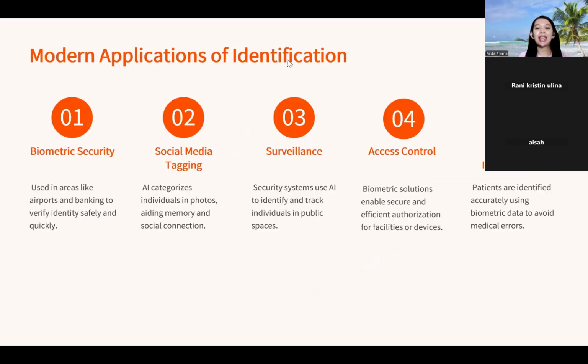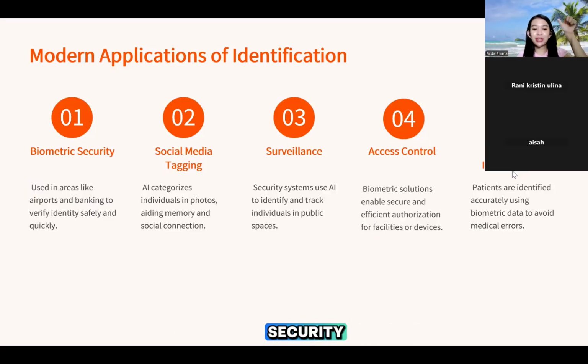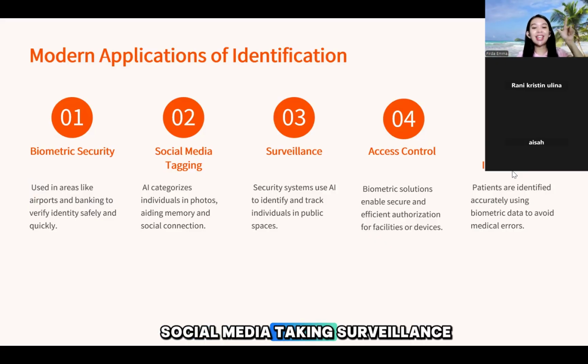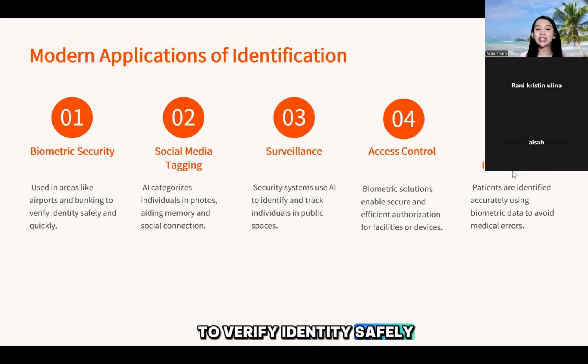After that, I could simply tell you that the modern application of identification has 5 modern applications: biometric security, social media tagging, surveillance, access control, and healthcare identification. The first, biometric security, is used in areas like airports and banking to verify identity safely and quickly, such as our PIN or our recognition number like that, and also our security in airport.